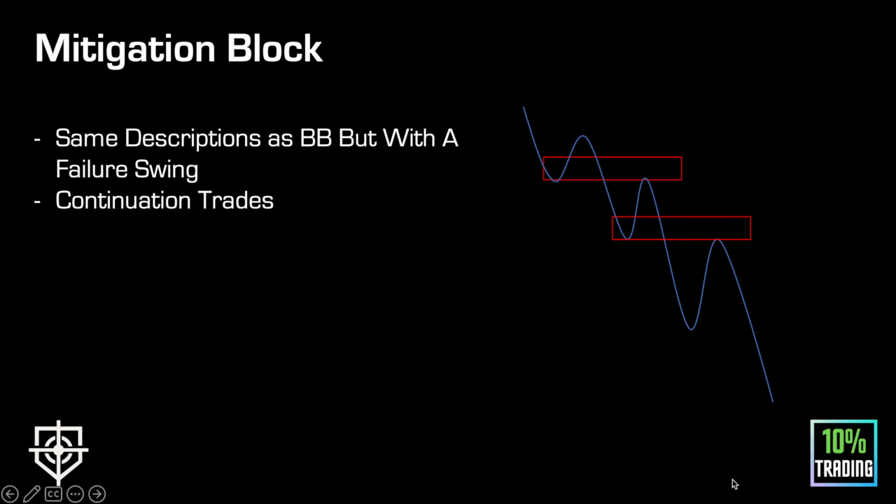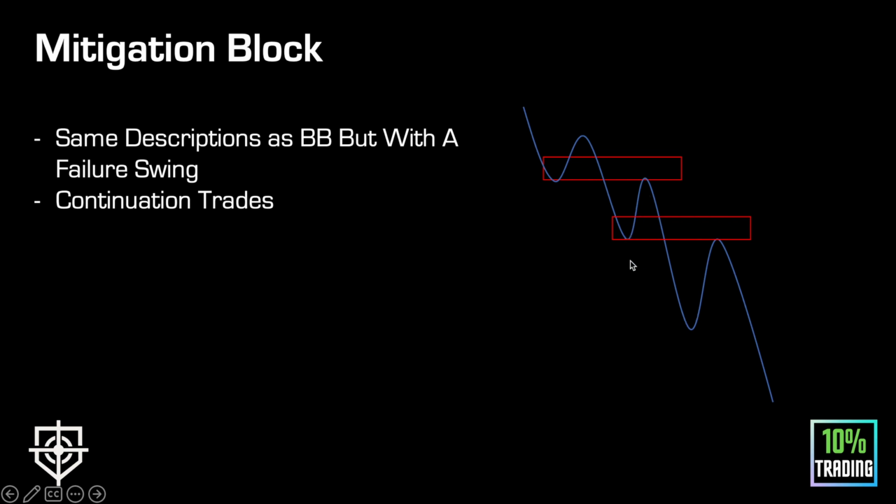Okay, so for the mitigation blocks, these are very simple. Once you grasp it, this is very, very simple. First of all, ignore what this says. I want you to just look at this example. If I remove these red boxes, what would this be? This is just a normal downtrend. Lower low, lower high, lower low, lower high.